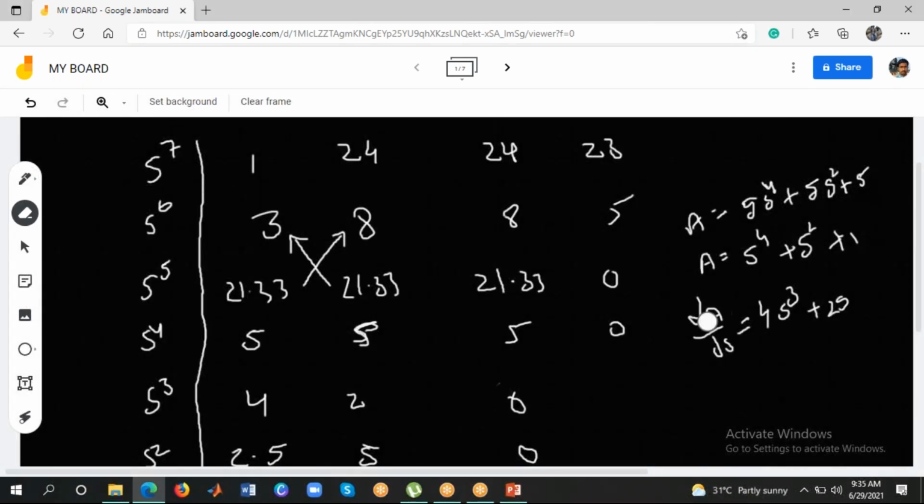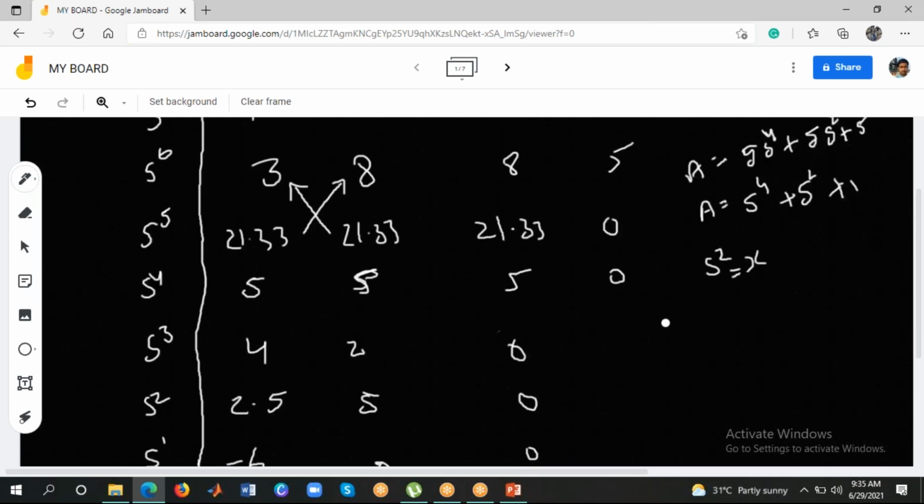s power 4 plus s square plus 1 equals to 0. So we need to find the roots for this equation. So here it is not possible to find the s power 4, right? So I am just going to assume s square equals to x.